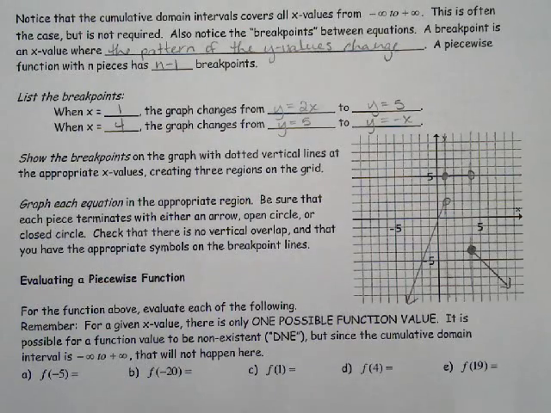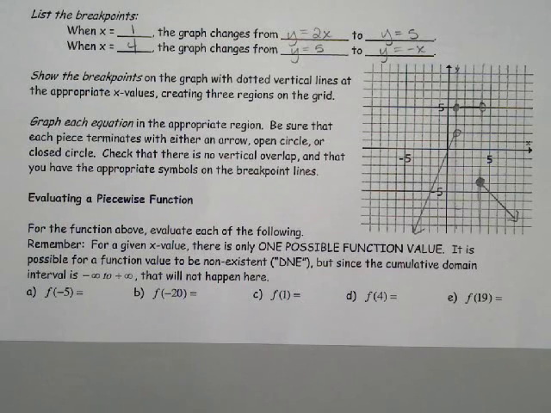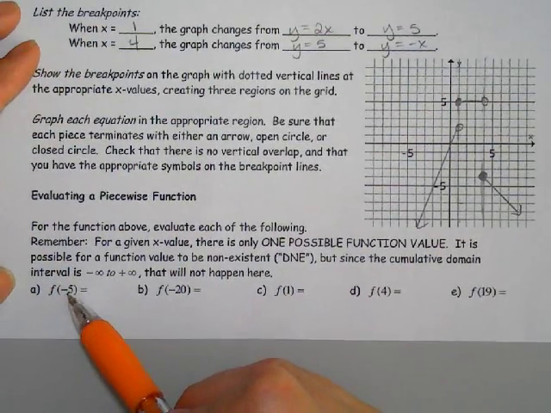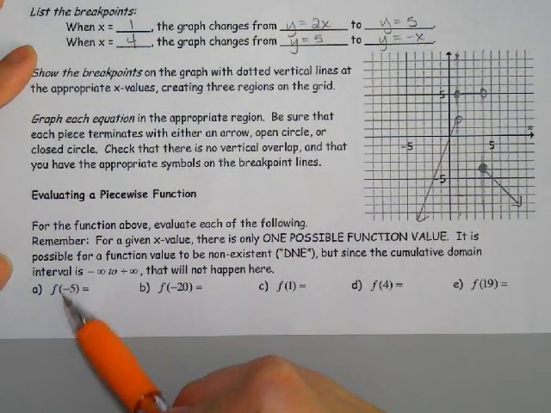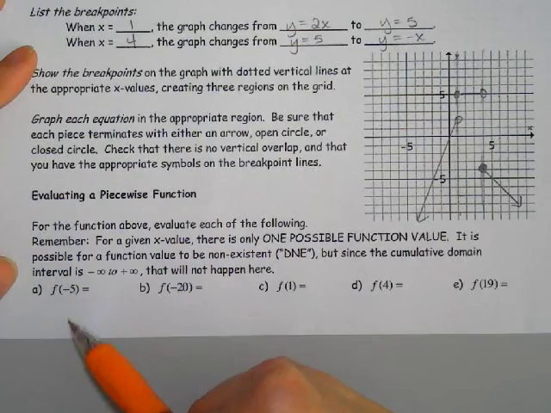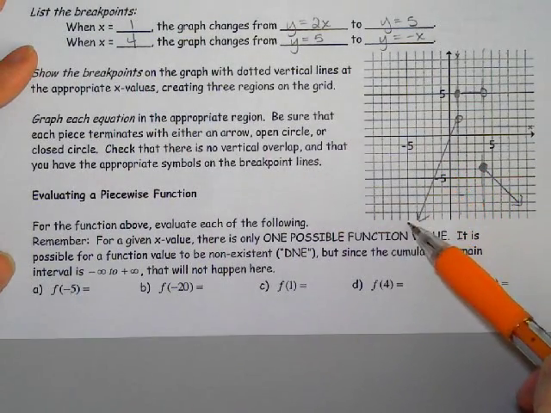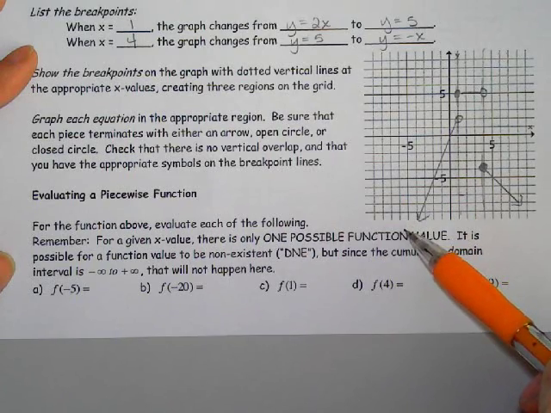Down at the very bottom, when I'm evaluating a piecewise function, I need to remember that I'm only using one part of that. I'm only using one piece of that function. So sometimes I can find this from the graph, and sometimes I have to use the equation. So for f of negative 5, where x equals negative 5, I'm going to go all the way down.